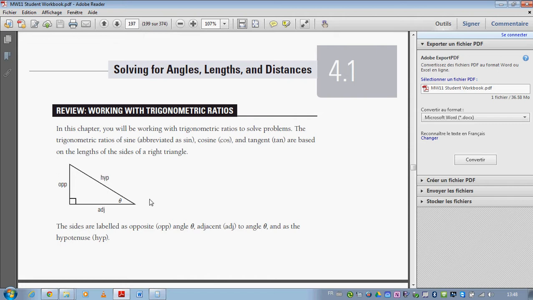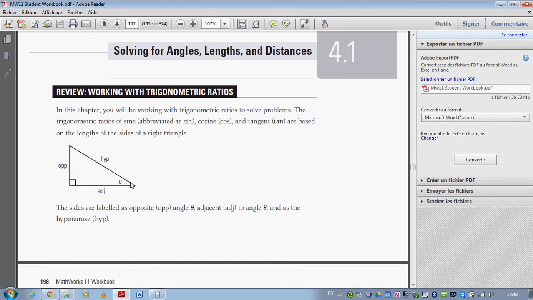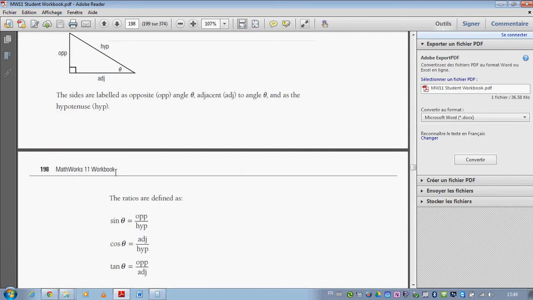Please understand that you can only use these ratios when you're dealing with a right angle triangle. If it's not a right angle triangle, then this does not work at all. The sides are labeled as opposite, adjacent, and hypotenuse. The opposite side is opposite the angle theta, and that's why it's called the opposite side. The adjacent side is a side that's in direct contact with this angle. And the hypotenuse is always across from the right angle.